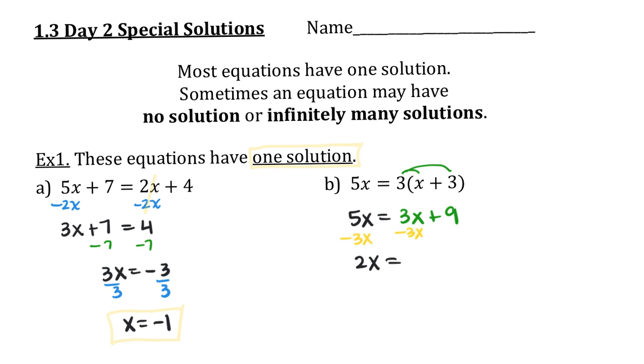Bring down the equal sign. 3x minus 3x is going to cancel. Then I'm going to bring down positive 9. Okay, let's divide by 2. 9 divided by 2 does not go evenly, so let's leave it as an improper fraction. It doesn't simplify, so I'm good leaving it like this. So there was only one solution for that equation. That solution happened to be 9 over 2.